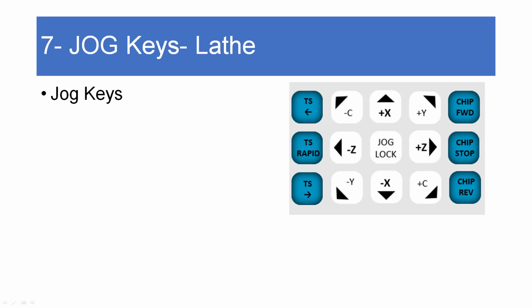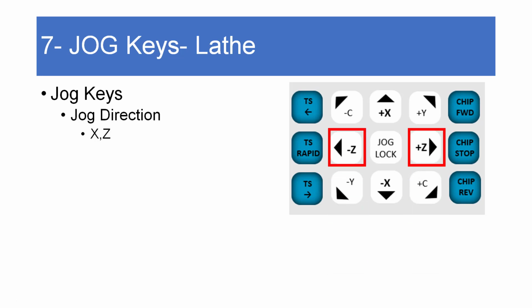On the lathe, the positions are aligned to the operator, with the Z-axis moving left and right, and the X-axis moving away and towards you. Remember that the movement direction is relative to the tool position, so positive movement in Z and X will cause the turret to move right and away from you. That's shown by the arrows on the positive X and positive Z keys.